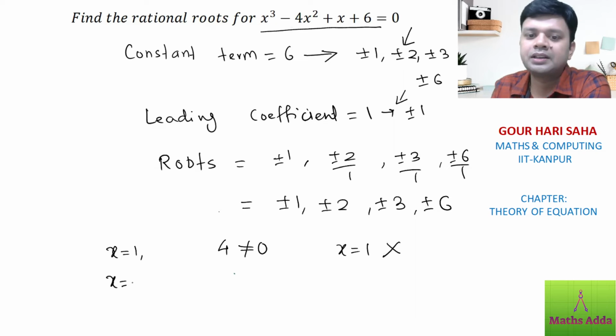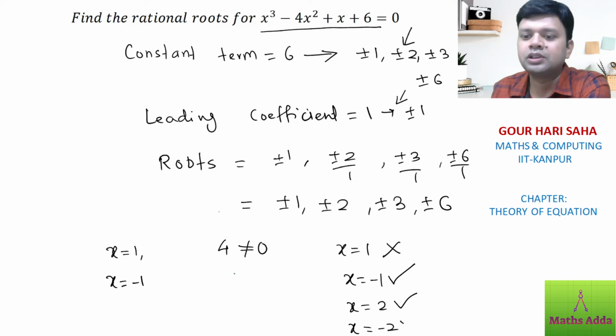Similarly, take x is equal to minus 1: minus 1, minus 4, minus 1 plus 6, it is 0. Yes, this means x is equal to minus 1 is a root. Similarly, put x is equal to 2: 8 minus 16 plus 2 plus 6, 8 plus 6 is 16, minus 16, 0. Yes, this means x is equal to 2 is also an answer. Put x equal to minus 2: minus 8, and this is minus 16, and then minus 2 plus 6, no, it is not. This means x is equal to minus 2 is not an answer.